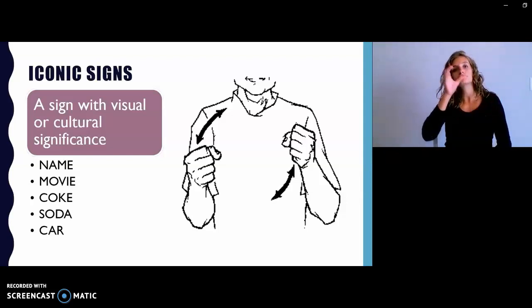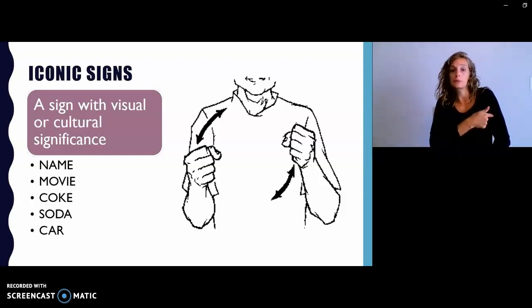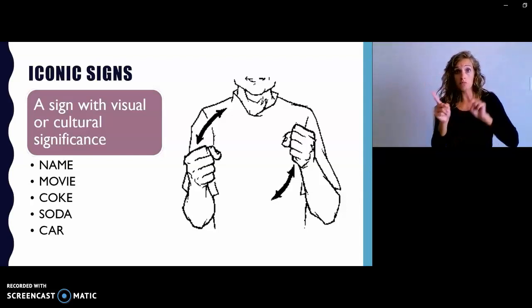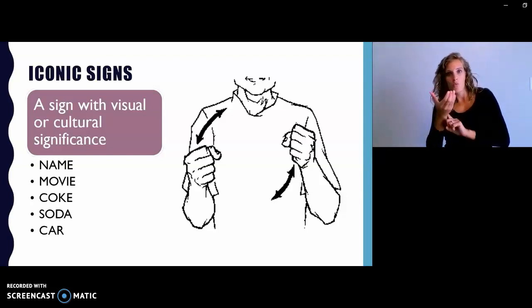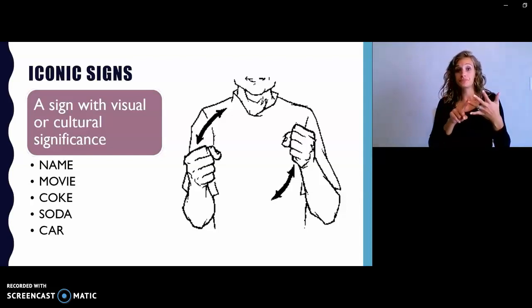Coca-Cola or Coke. This is the sign for Coke. Back in the day when people would donate blood, they were given a Coca-Cola afterwards. So there is a cultural significance related to that sign.